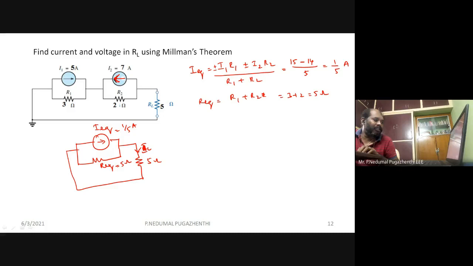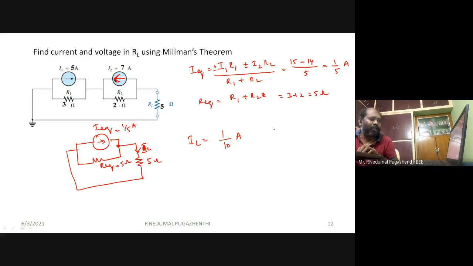So what is the current passing through this RL, which is IL? Since both the resistances are the same, up to this point you will have the same current value. After that it will be dividing. Both are same. So IL is equal to half of that current, so it is going to be 1 by 10 amperes. 1 by 5 divided by 2 is 1 by 10.